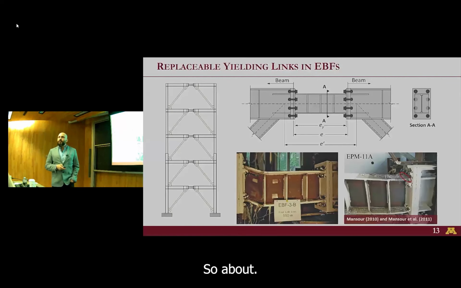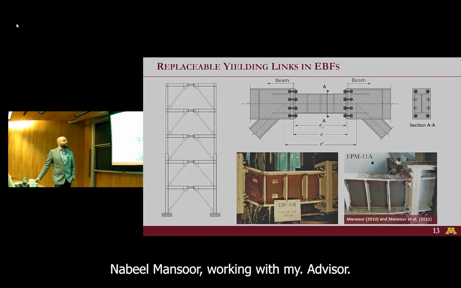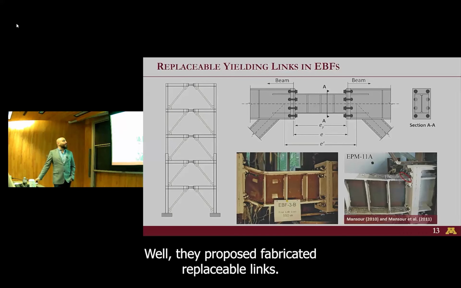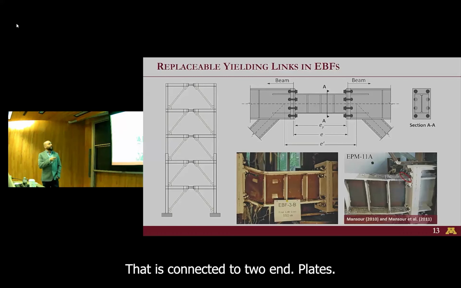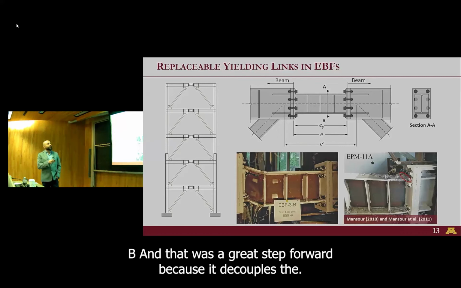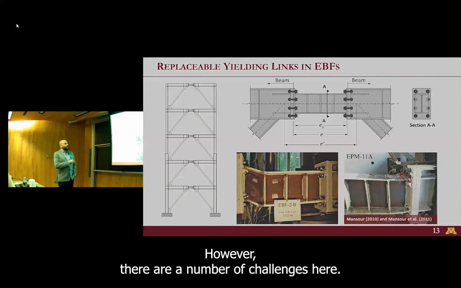So about 15 years ago, a former colleague of mine, Dr. Nabil Mansour, working with my PhD advisor, and Robert Tremblay as well, proposed fabricated replaceable links. So essentially, you have a W section that is connected to two end plates, and then they are bolted to your floor beam. And that was a great step forward because it decouples the yielding link from the floor beam.